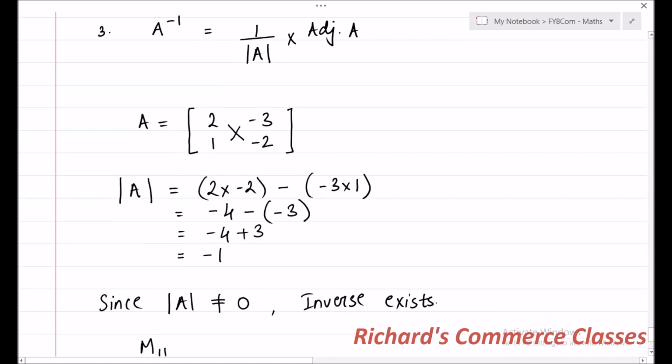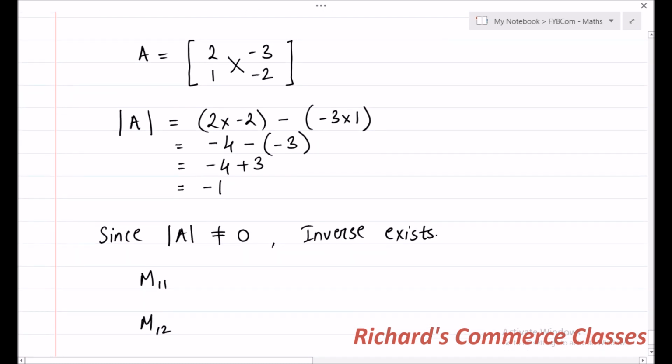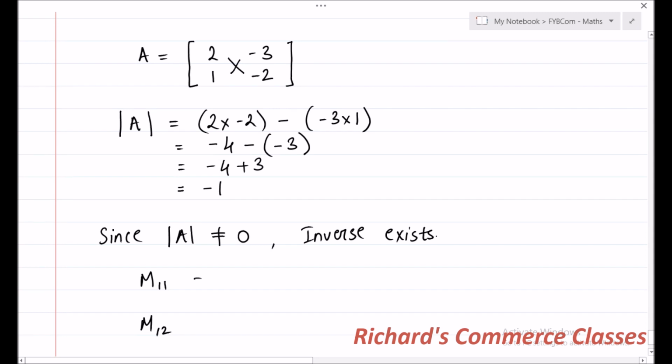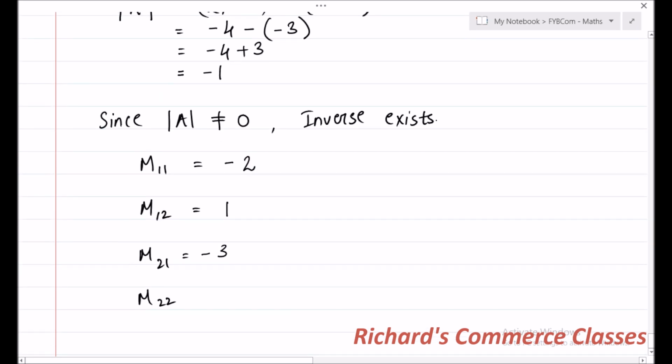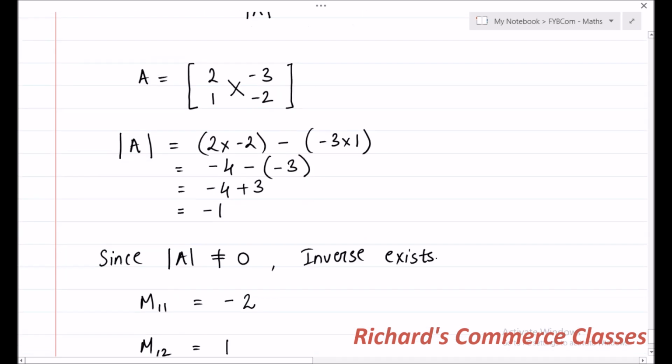So you can pause the video and calculate the minors. M11, the minor will be -2. For M12 it will be 1. M21 will be -3. And M22 will be 2.